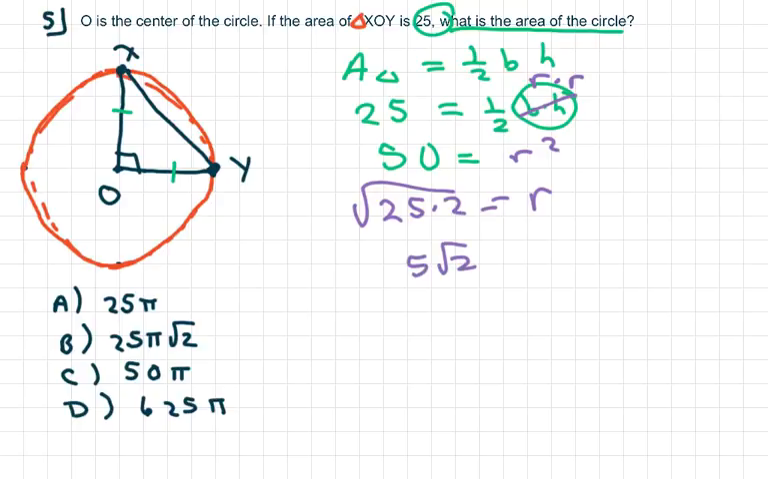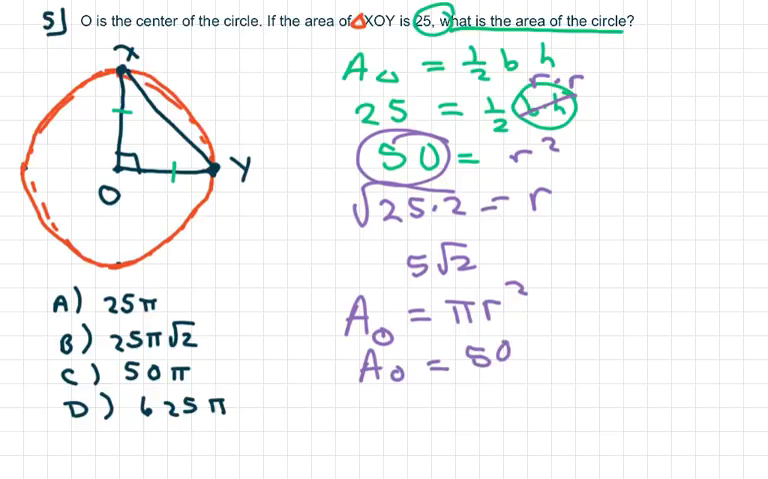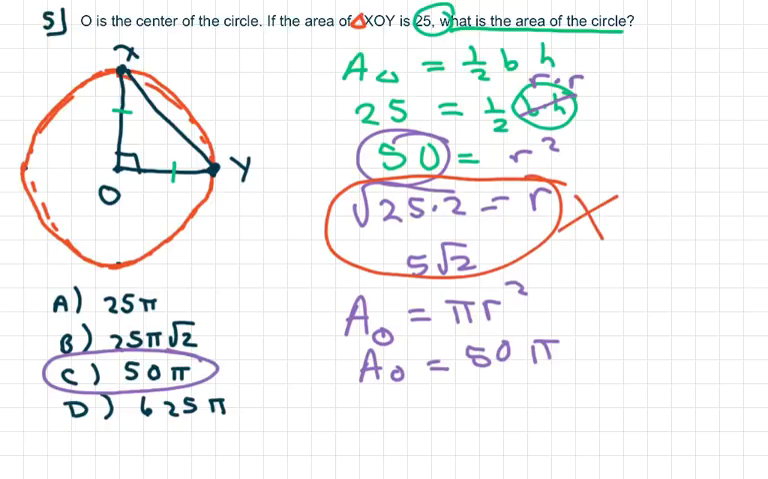Now, we're going to substitute this value into the formula for the area of the circle. So the area of the circle is pi r squared. We know that r squared is 50, so the area of the circle is 50 pi, and that's your answer. The answer is going to be C. We didn't even have to do the part with r, that was just extra.